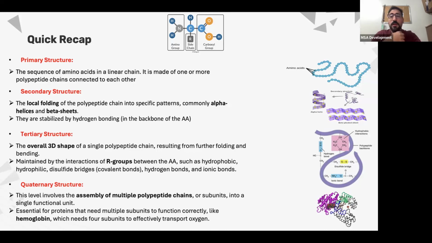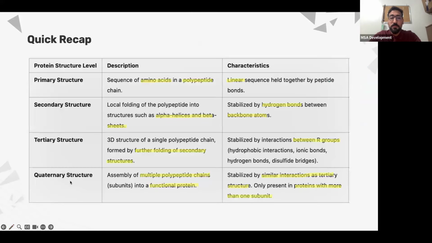You guys get me? And this is mainly it, I think. And here's a quick recap, a table talking about the different structures of proteins: the primary with a linear sequence, the secondary with the hydrogen bonding, the tertiary with different R groups, and the quaternary with different subunits clogging with each other, such as the hemoglobin.